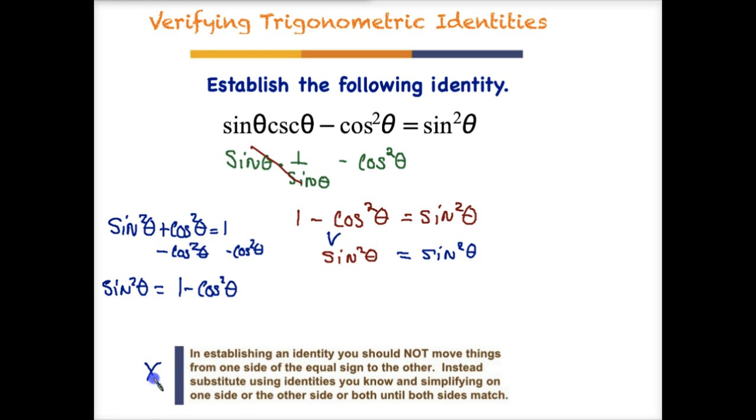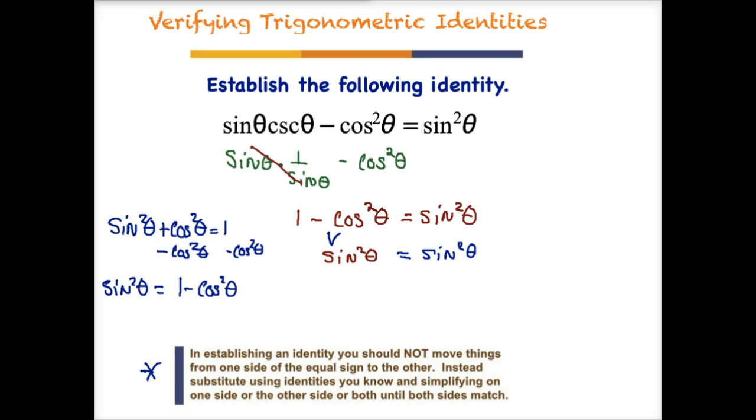Down here we have a key note that you should think about. In establishing an identity, you should not move things from one side of the equal sign to the other. Instead, substitute using identities you know and simplifying on one side or the other side or both until both sides match. The key is do not ever move things from the left side to the right side or from the right side to the left side. You would only do that if you were evaluating or solving an equation. But in this case, we're just verifying identities. We're verifying that what we have written on the left does in fact equal what we have on the right.